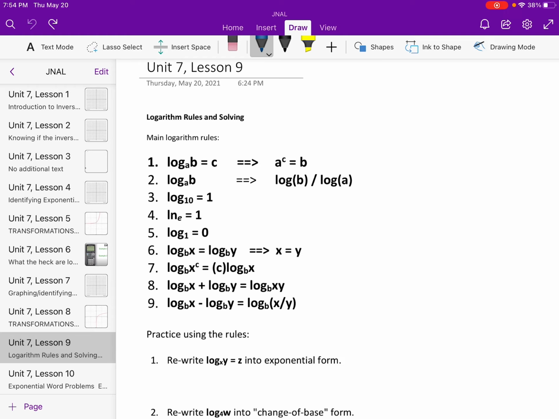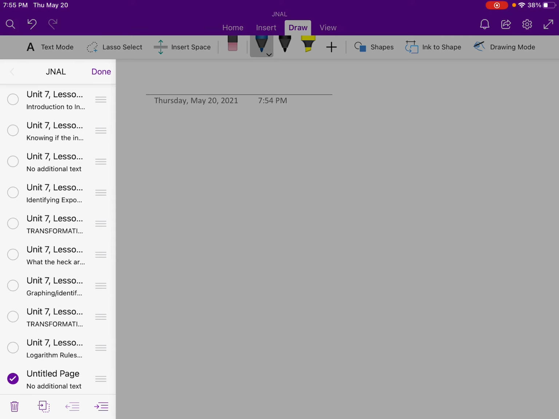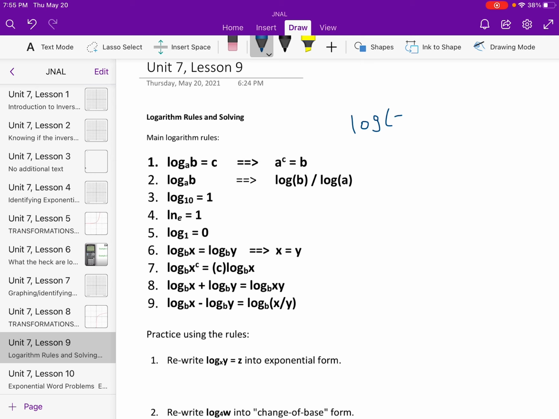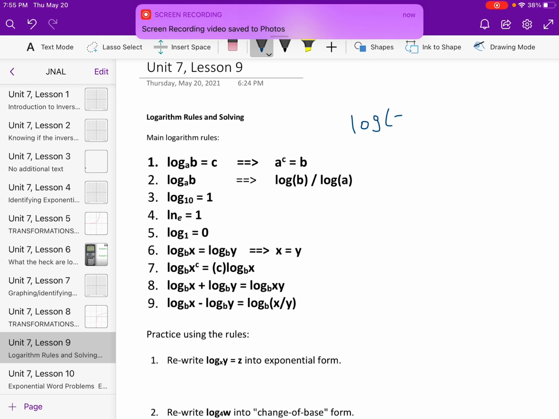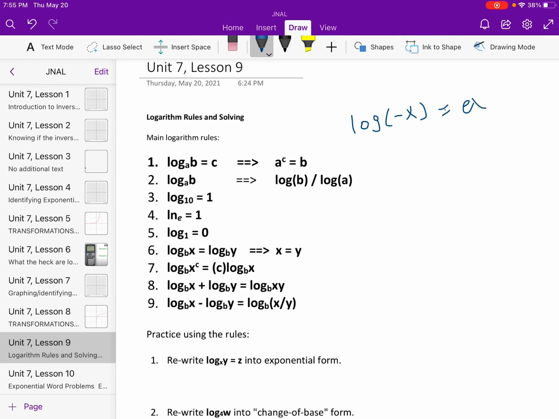Okay, so there are a lot of logarithm rules, but I put the main 9. But also, I need to say one thing. The logarithm of negative... Okay, I did that thing again, where I accidentally created a page. Well, we can just say x. Anything that's negative equals extraneous, also, pretty much just undefined. So that's one rule to keep in mind.